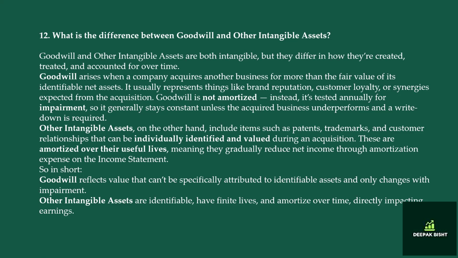Other intangible assets are specific identifiable assets that can be recognized separately from goodwill. These could include patents, trademarks, licenses, customer lists, or proprietary technologies. Essentially, any intangible can be individually valued during the purchase price allocation process.